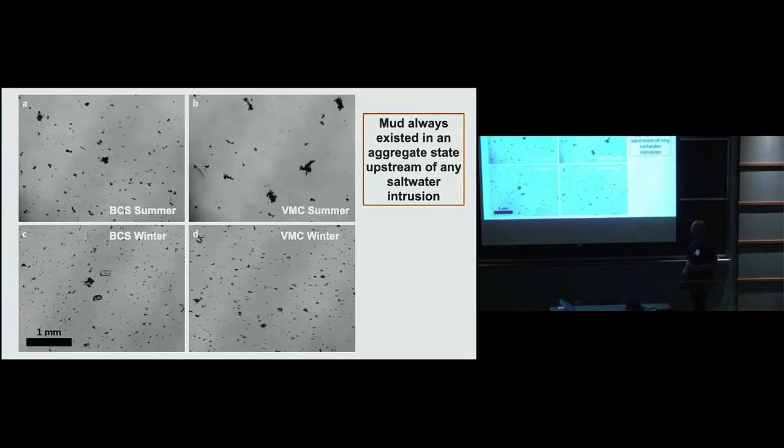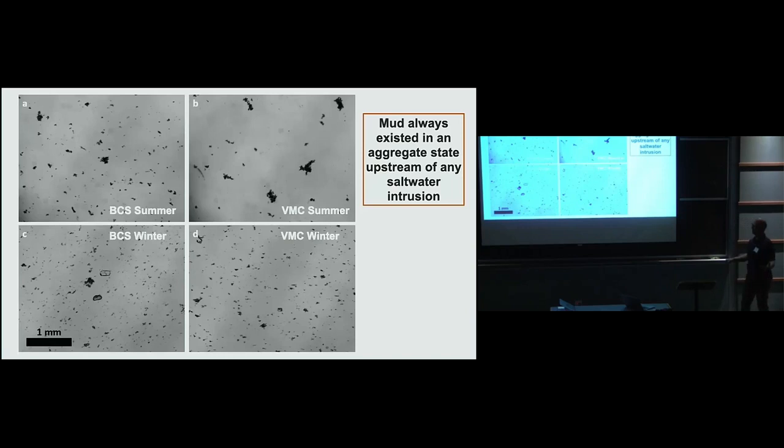So here are sample images of the suspensions at our sort of two primary locations that we were comparing here, the Bonnie Carey spillway and the Venice main channel. One is during summer, one is during winter. So the top row is summer in both, the bottom row is winter in both.